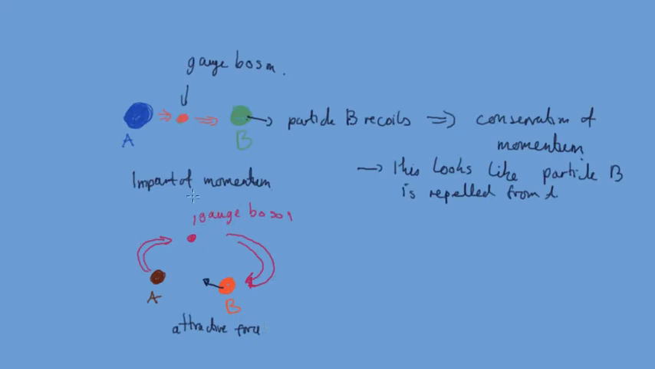Again, the gauge boson is still imparting momentum, but now because it's in an opposite direction, conservation of momentum, the directions are reversed, so you now have this movement in towards A, and this would appear to us as an attractive force. Now this seems really quite strange and bizarre and quite difficult to understand.